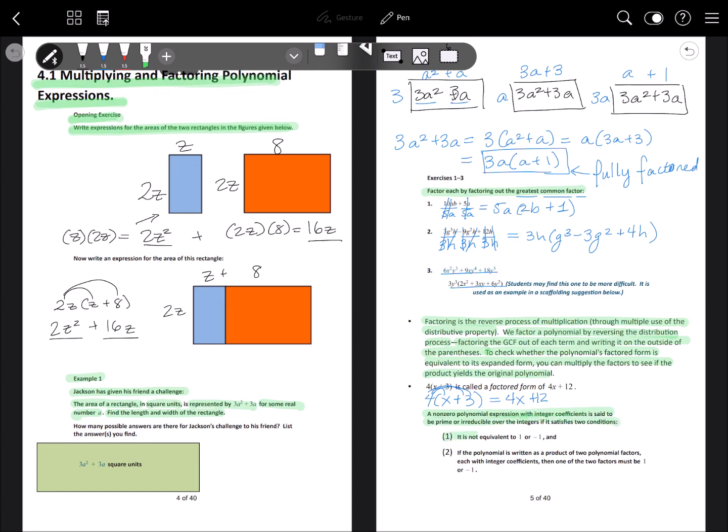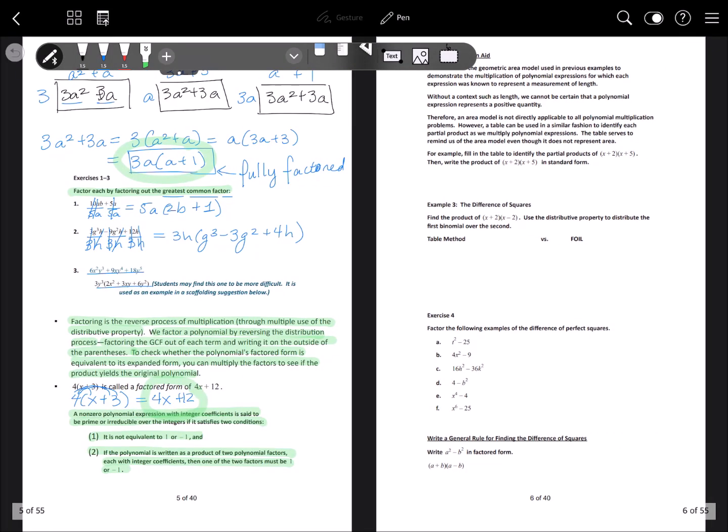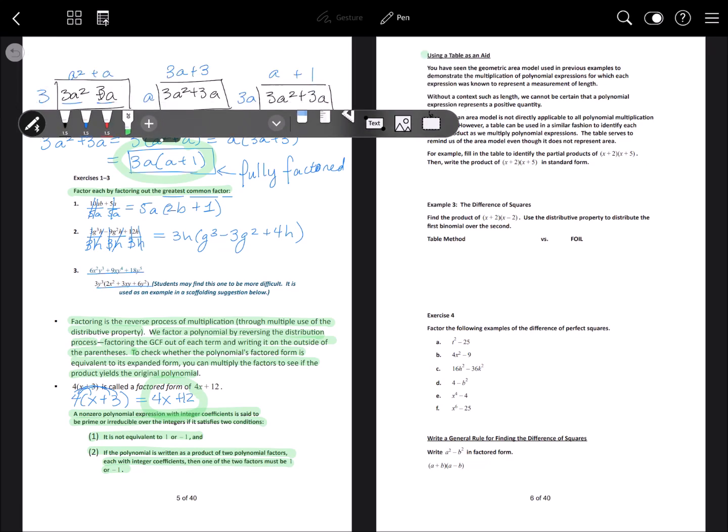We know that a non-zero polynomial expression with integer coefficients is said to be prime or irreducible over integers if it satisfies two conditions. Number 1, it's not 1 or negative 1. And if it's written as the product of two polynomial factors, each with integer coefficients, that means whole numbers, then one of the two factors must be 1 or negative 1.